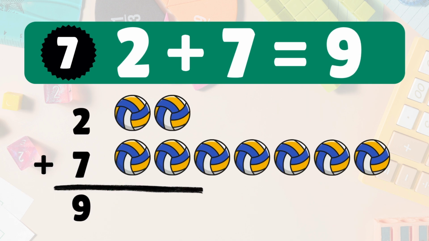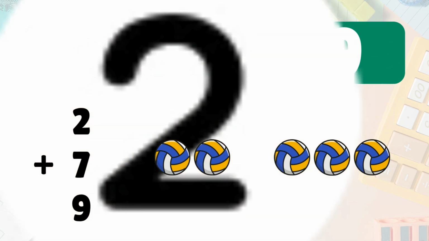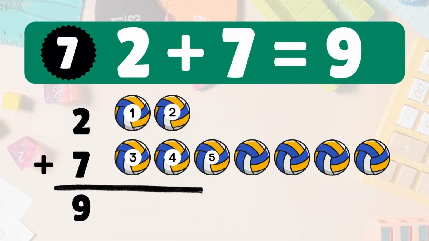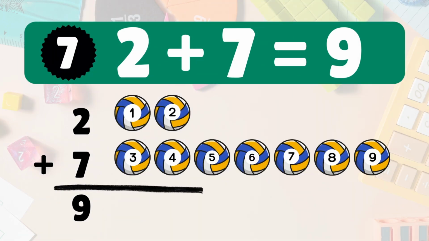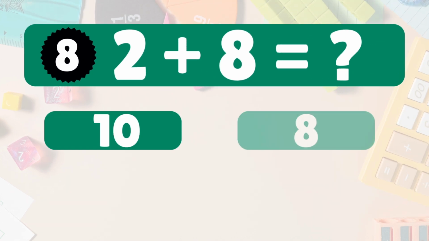Two plus 7 equals 9. Let's count. 1, 2, 3, 4, 5, 6, 7, 8, 9. Nice and easy. Well done. 2 plus 8 equals what?